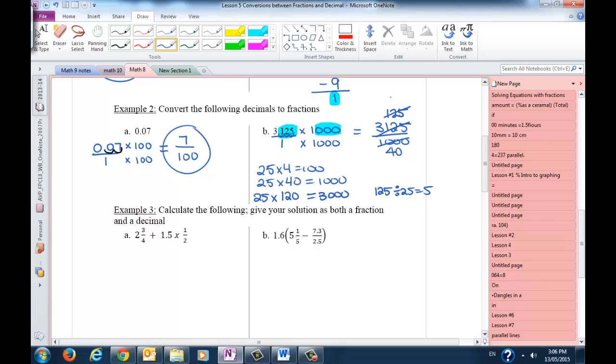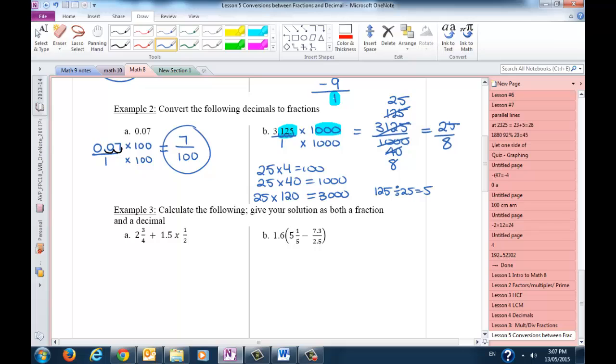125 divided by 5 is 25. 40 divided by 5 is 8. So my most simplified fraction is 25 over 8. If it's okay that you leave it in an improper fraction, then this would be our answer. If they ask us to write it as a mixed number, then we're going to have to simplify this.